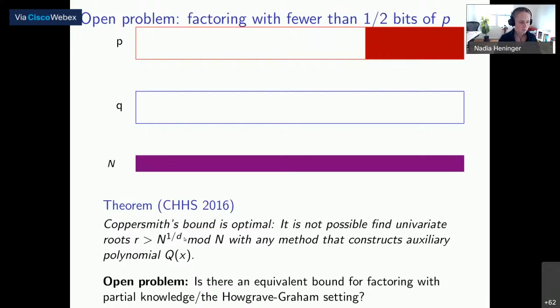But these techniques don't seem to apply naively, or even not naively yet, to looking at the case of looking for solutions modulo divisors. So this is kind of an open problem. Is there an equivalent bound for factoring with partial knowledge, or the sort of the Howgrave-Graham setting, where you can show that essentially there's no variant of Coppersmith Howgrave-Graham type methods that extend to this setting?